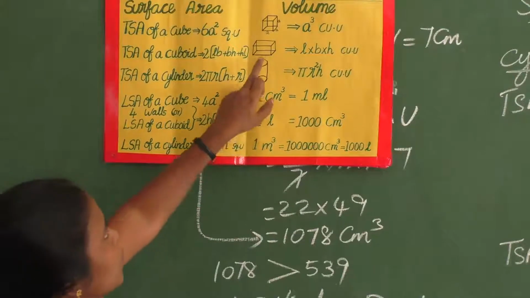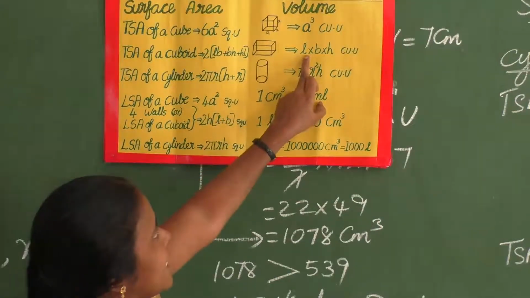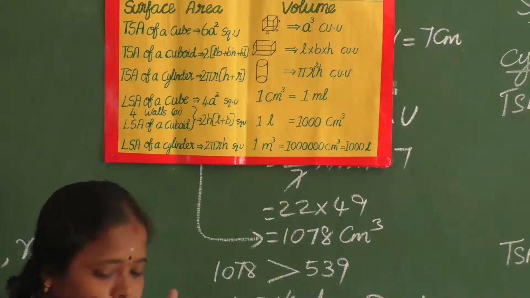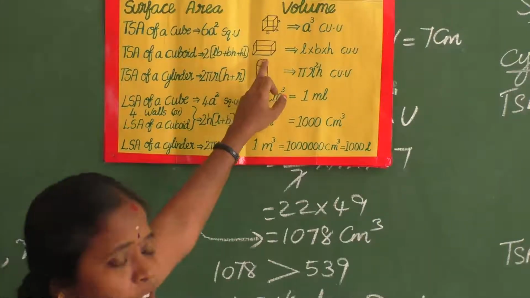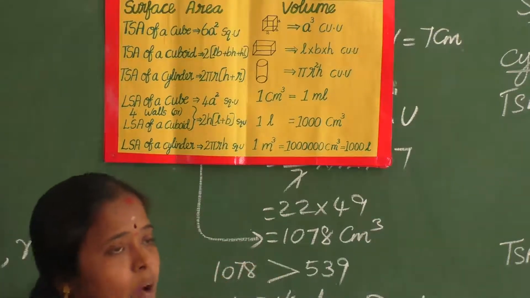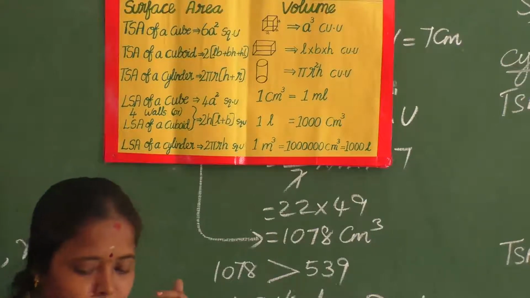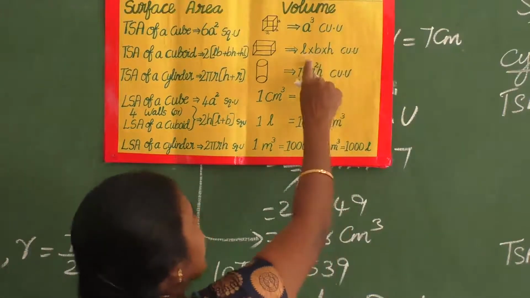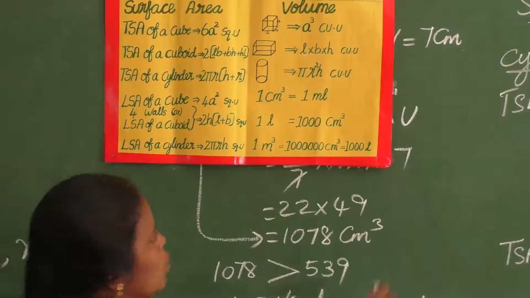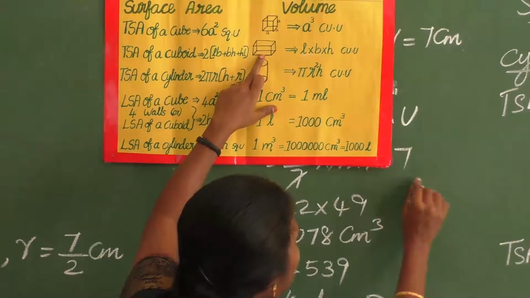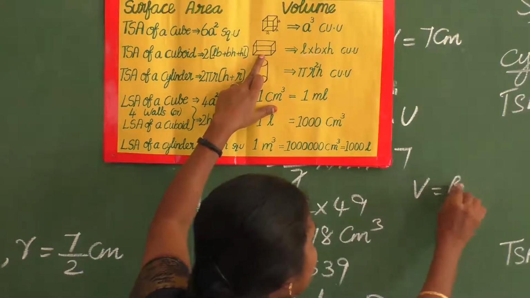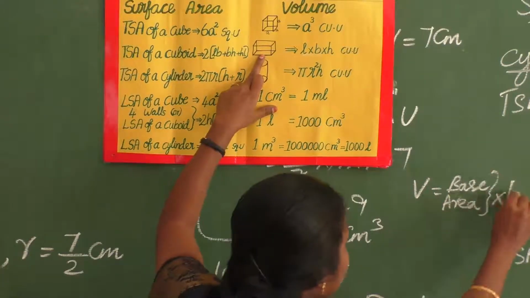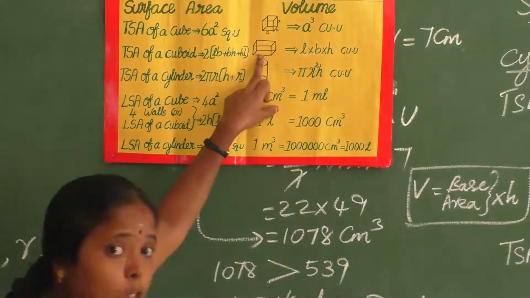Next, one more thing I want to tell. What is L into B? L into B is the area of the face of the cuboid. Cuboid has 6 faces, each face looks like a rectangle. What is the area of the rectangle? L into B only. On that basis, we can tell this L into B as the base area of the cuboid. So one more way we can tell the volume of the cuboid is base area into height. Clear? Like this also we can tell.